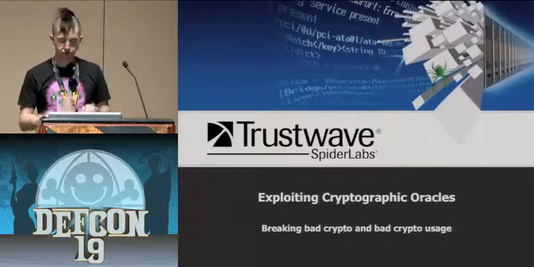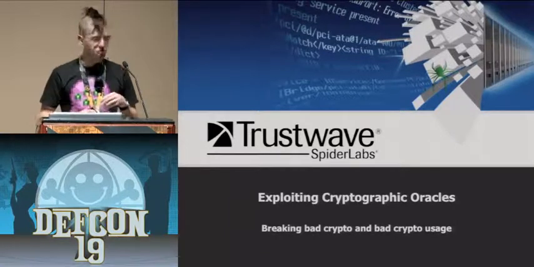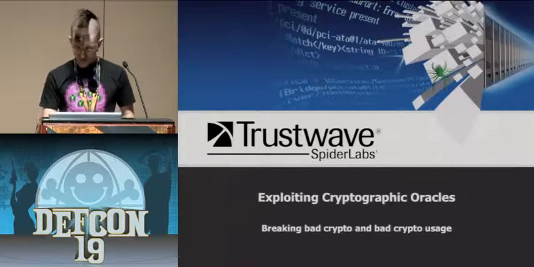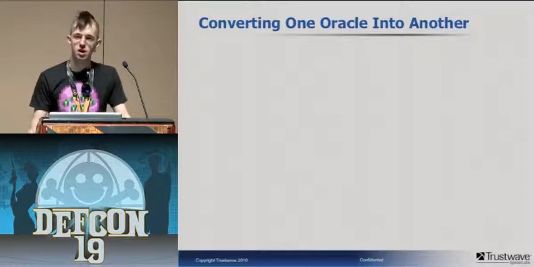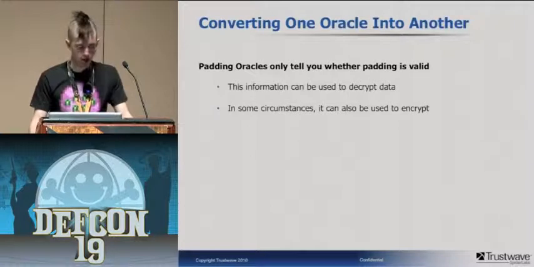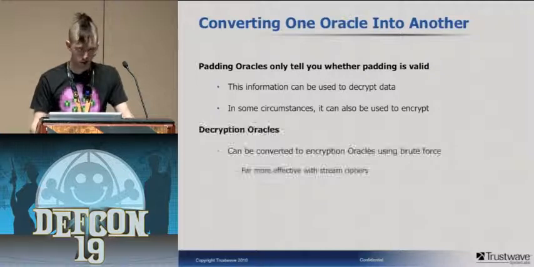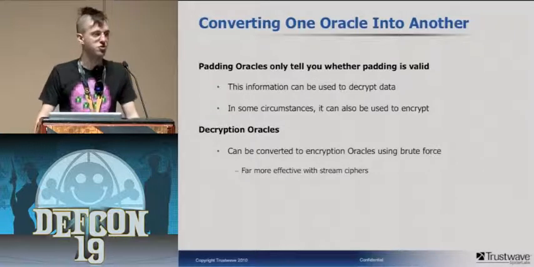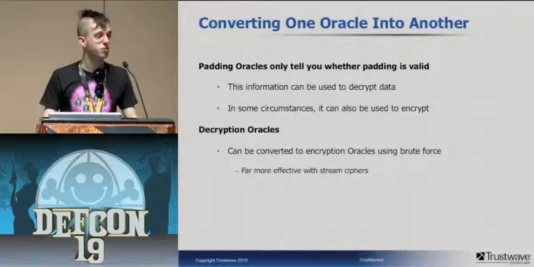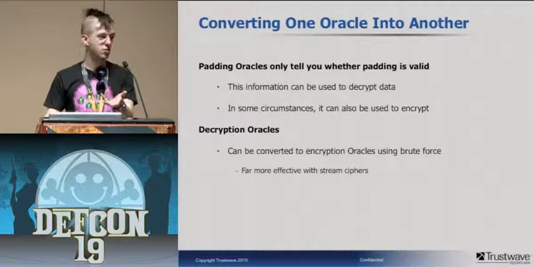So let's talk a little bit more about exploiting these crypto oracles. To convert one oracle into another, most of this involves brute forcing. We talked about padding oracles and using them to decrypt and encrypt data. Decryption oracles can be converted to encryption oracles. And the idea is that you just brute force guess a whole bunch of ciphertext until it decrypts to what you want it to. That way you have the plain text you want, and your input is really what you're looking for.